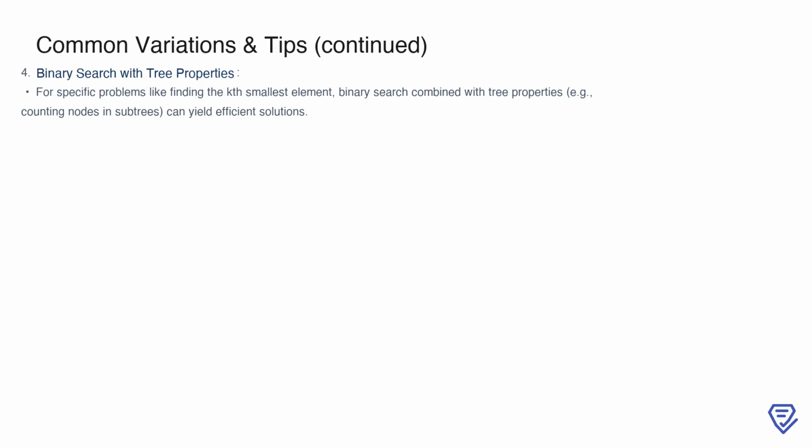Lastly, for certain problems like finding the kth smallest element, you can combine binary search with tree properties to create highly efficient solutions. For example, by keeping track of the number of nodes in each subtree, you can narrow down your search range without fully traversing the tree. This approach leverages the inherent structure of binary search trees to minimize unnecessary computations, making it both time-efficient and space-efficient. Mastering this technique can be particularly useful for problems that require frequent queries or updates to the tree. By understanding and applying these strategies, you'll be well equipped to tackle a wide variety of binary search tree problems with confidence.